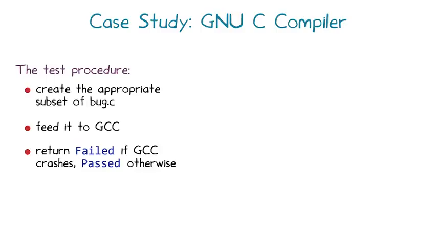We next write the test procedure to be provided to the delta debugging algorithm. This procedure consists of 3 steps. First, it creates the appropriate subset of bug.c. Next, it feeds this subset to GCC. Finally, it returns failed if GCC crashes and passed otherwise. We then run the delta debugging algorithm using this test procedure.